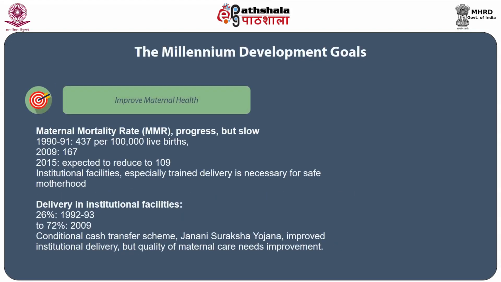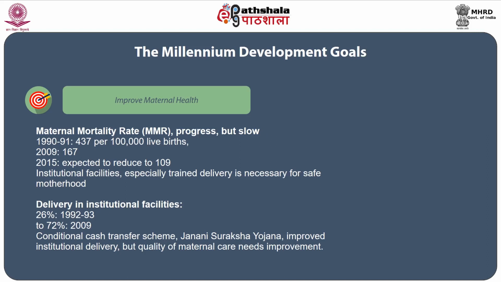Under Goal 5, maternal mortality, MMR progress is very slow relative to other indicators. For instance, in 1990-91, the MMR was 437 per 1 lakh live births, which has come down to 167 in 2009 and was expected to reduce to 109 in 2015.